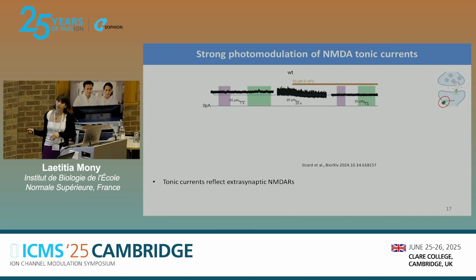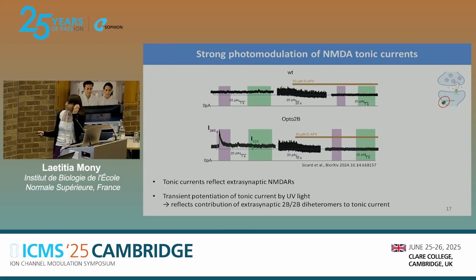So we also looked at tonic currents, which is the currents that we observe in neurons without doing any stimulation. Part of this current is mediated by NMDA receptors that are activated by very small amounts of tonic glutamate in the extracellular medium. And they can be uncovered by the fact that APV, which is a selective NMDA antagonist, inhibits part of this tonic current. And this tonic current reflects extrasynaptic NMDA receptors.